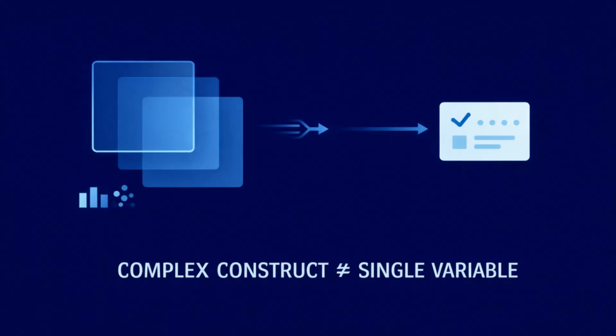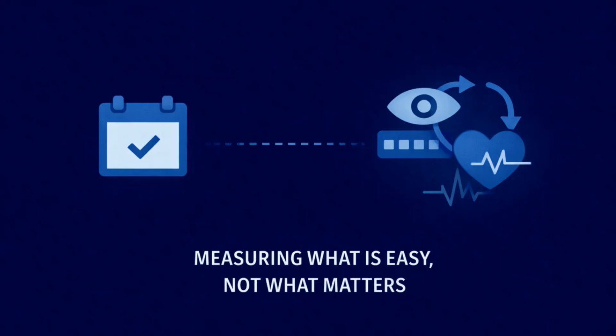Another common misstep is oversimplifying a construct into a single variable. For example, a study claims to examine engagement, but uses attendance as the only variable. Attendance may be related to engagement, but it does not capture effort, attention, persistence, or emotional investment. The construct is complex, but the variable is narrow. The result is a study that measures something real, but not the thing it claims to study.